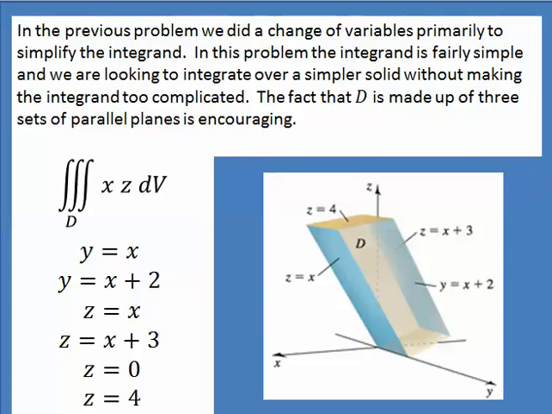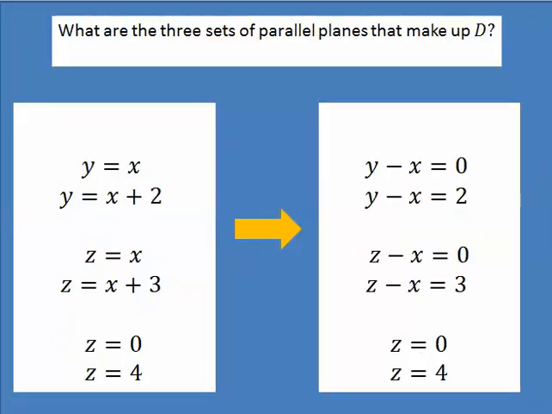Now, the really nice thing is D is made up of 3 sets of parallel planes. How do I know that? Well, I'm looking at the solid right now that they gave me. For me to figure that out myself without graphing it, I would have to play around with the equations given me, the 6 equations for the 6 planes. And if I did that, I would get these 3 sets of parallel planes.